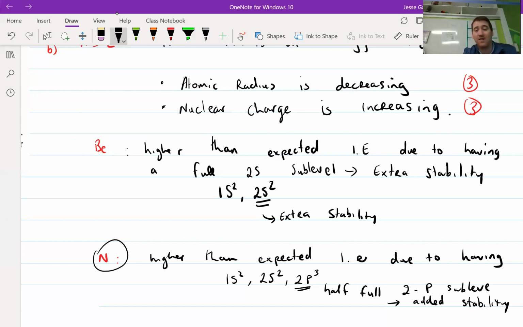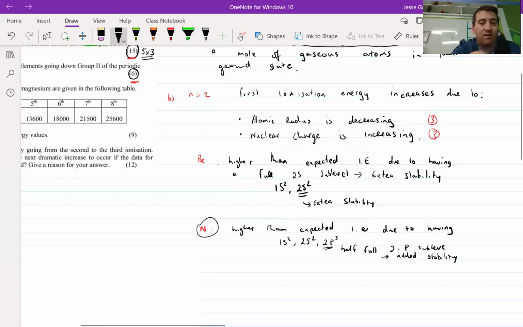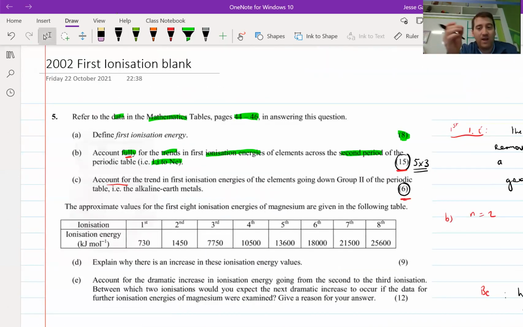And I know, in a way, I think that's an unfair question. I think they should have separated it into 2 parts, asked what the general trend was, and then asked about beryllium and nitrogen. In my opinion, that would have been more fair. But these are the things you need to watch out for. This is to separate really top students from the others, but I still think it's not really fair.